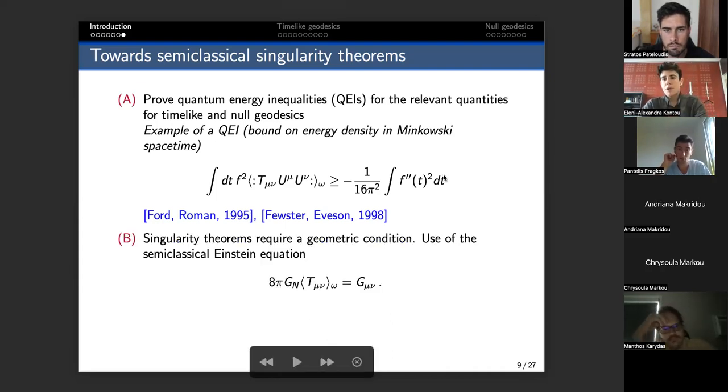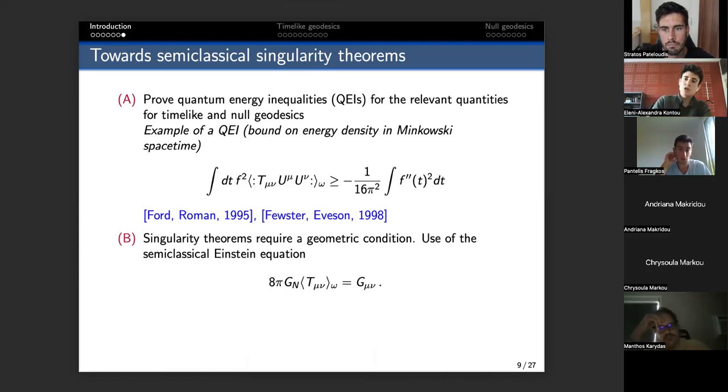The second step is to move from quantum inequalities to geometric conditions. I already told you that for singularity theorems, we actually don't have bounds on the stress tensor, but we have bounds on the Ricci tensor. For classical fields, we use the Einstein equation. For a quantum field, we use the semi-classical Einstein equation. The way we use it is very simple. We have a condition on the expectation value of the stress tensor, and then we connect that to classical curvature. And so we have a condition for classical curvature.